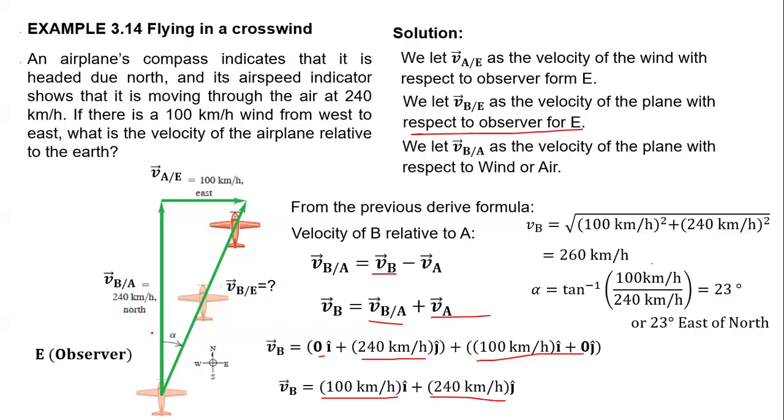Okay. So if you're the pilot and there's a wind, you need to adjust your direction. So instead of going north, maybe you go 23 degrees north of west, so that your airplane will go north. So that's the importance of relative velocity.